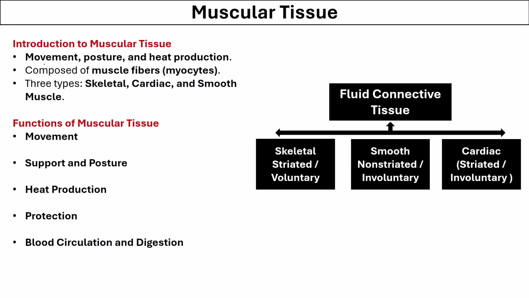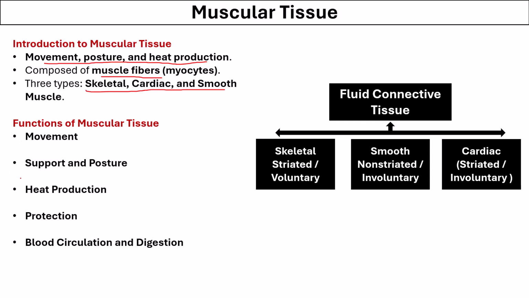Muscle tissue helps us in movement, maintaining posture, and heat production. The muscle tissues are made up of muscle fibers, also called the myocytes, and they are mainly of three types: skeletal tissue, cardiac tissue, and smooth tissue.